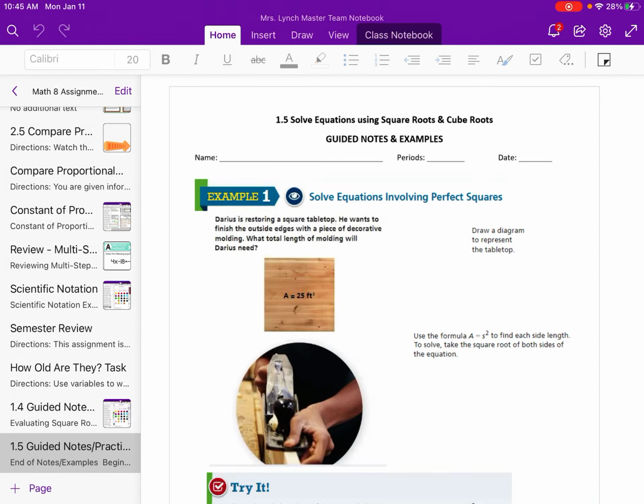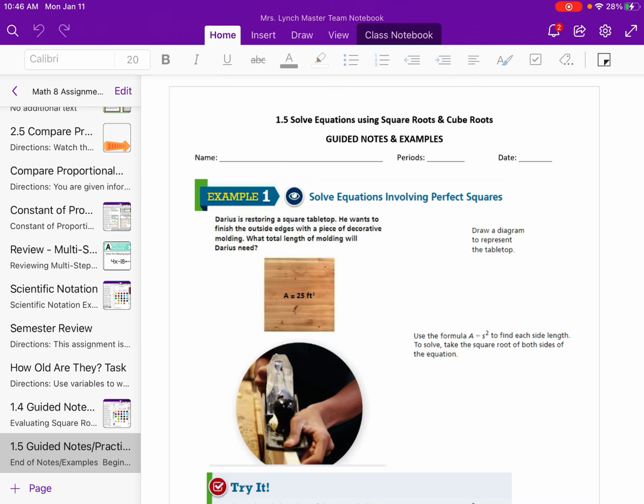Okay, building off of what we talked about last week, which was learning how to evaluate square roots and cube roots, we are just building onto that and learning how to solve with them. Good news is not much is different. There's just one kind of maybe new thing that I will explain to you, but besides that, the concept of square roots and cube roots are exactly the same as we learned last week.